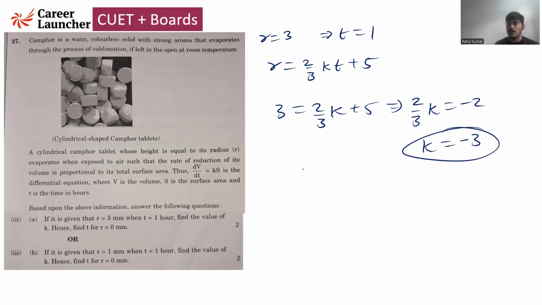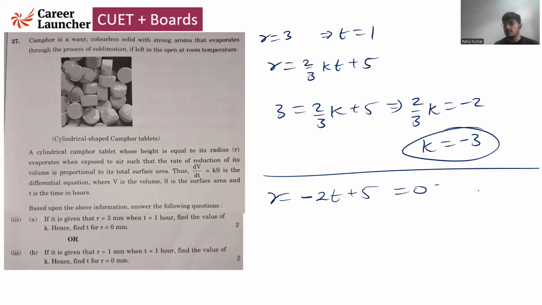Now you need to find the time when r is equal to 0. So what is the r function now? It is minus 2t plus 5. Now when you equate it equal to 0, you'll get the value of t as 5 by 2. It's a simple calculation. Now we have the next part.